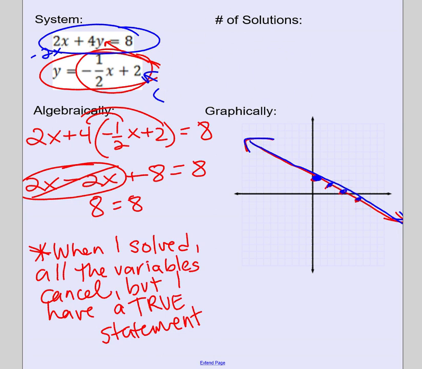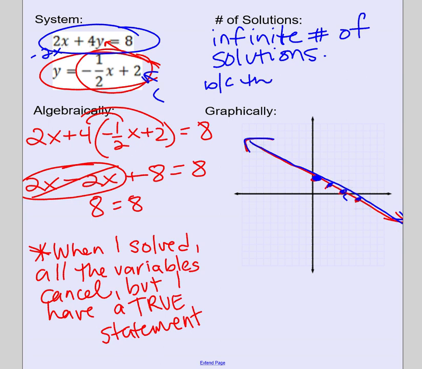So every single point on this line here is a solution. And we know that we have an infinite number of points on a line. So we have an infinite number of solutions. Any point that's on this line is a solution. We have an infinite number of solutions because they are the same line.